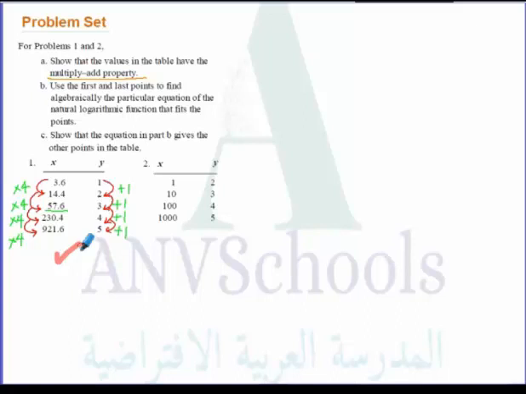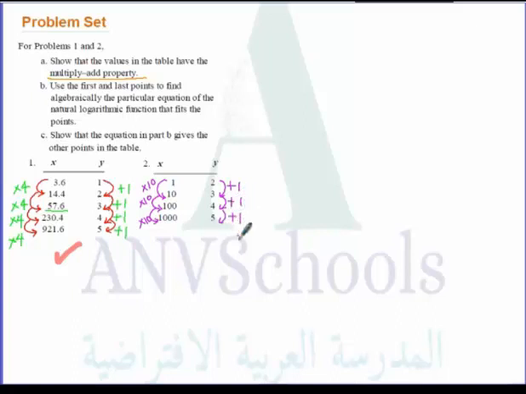Okay, what about number 2? Let's check number 2 for letter A. By using mental math, this is multiplied by 10, multiplied by 10 again, and multiplied by 10 again, and this is 2, 3, 4, 5. They are added 1 unit.